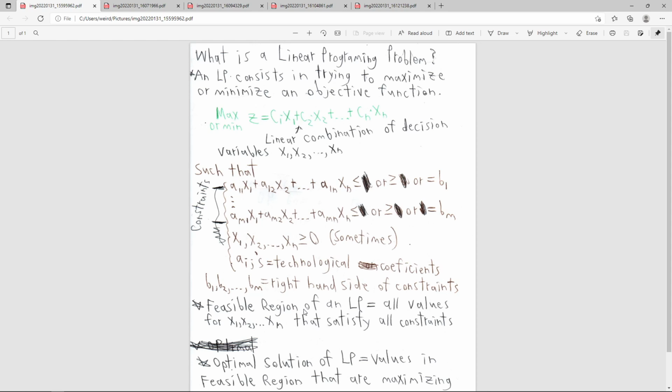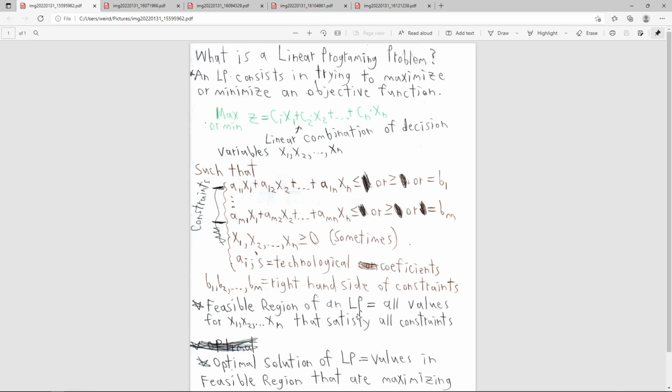And the feasible region of an LP usually involves inequalities, at least with these, but there are ways to modify it. Eventually, later on, you'll see that you can make an inequality into an equal sign. There's a way to do that, but that's for more complicated things. The feasible region of an LP is just all values for the variables that satisfy all constraints. It's a region, meaning that there are multiple different conditions in most cases that satisfy the constraints.